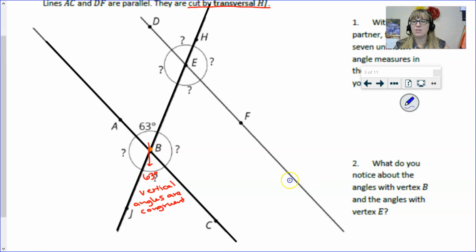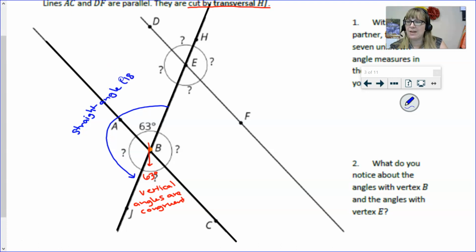We can also use the properties that we used on the previous problem, that we can see a straight angle here. And anytime I see a straight angle, I remember that that means 180 degrees. So I'm going to write that down as well. Straight angle. Remember that that's 180 degrees. So when I have 2 angles that create a straight angle, we would call those supplementary angles.